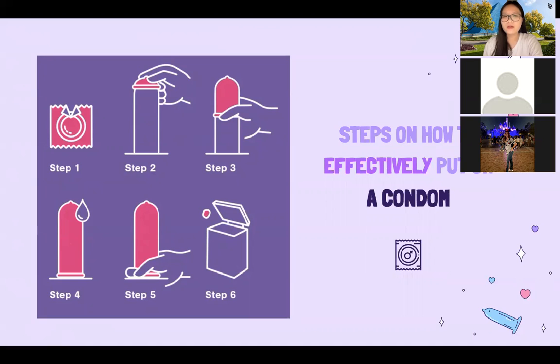Step 3 is to remove air and put it on. So to do this, hold the tip of the condom to remove any air, place it on the head of the erect penis, and then roll it all the way down to the base of the penis. Step 4 is after ejaculation and pulling out. After sex, withdraw the penis while holding the condom at the base to keep it from falling off. And the last step, step 5, is to dispose the condom after one sex act. So carefully remove the condom and then tie a knot at the end to keep the semen inside, then wrap a tissue around it and throw it in the trash.